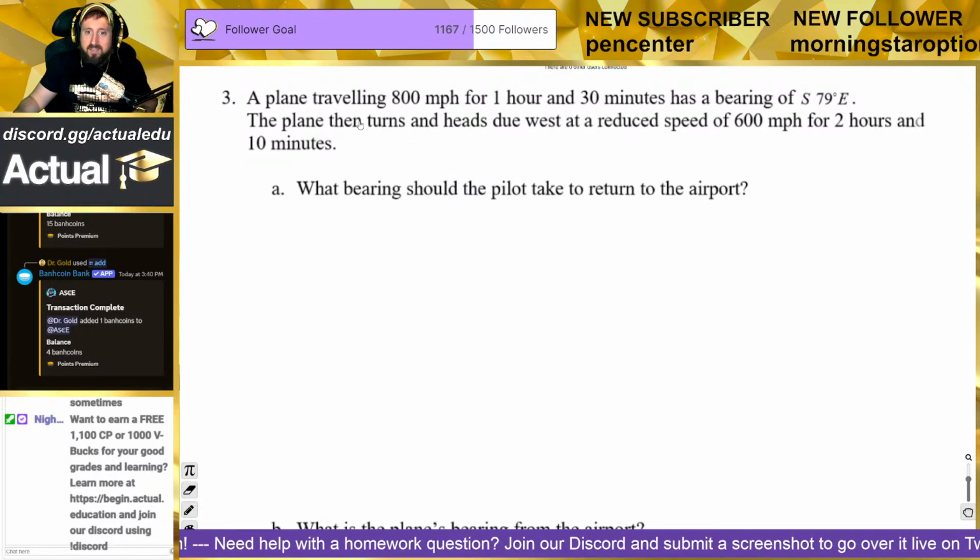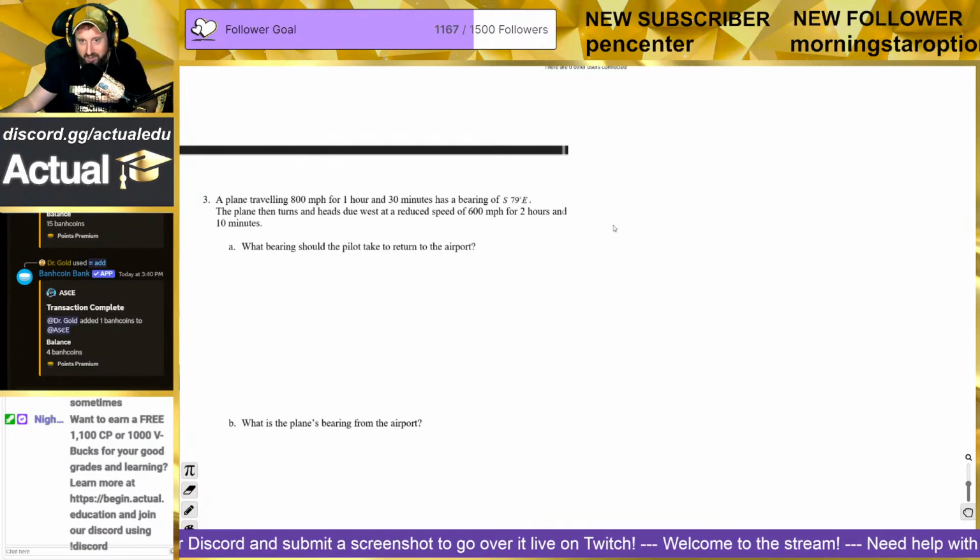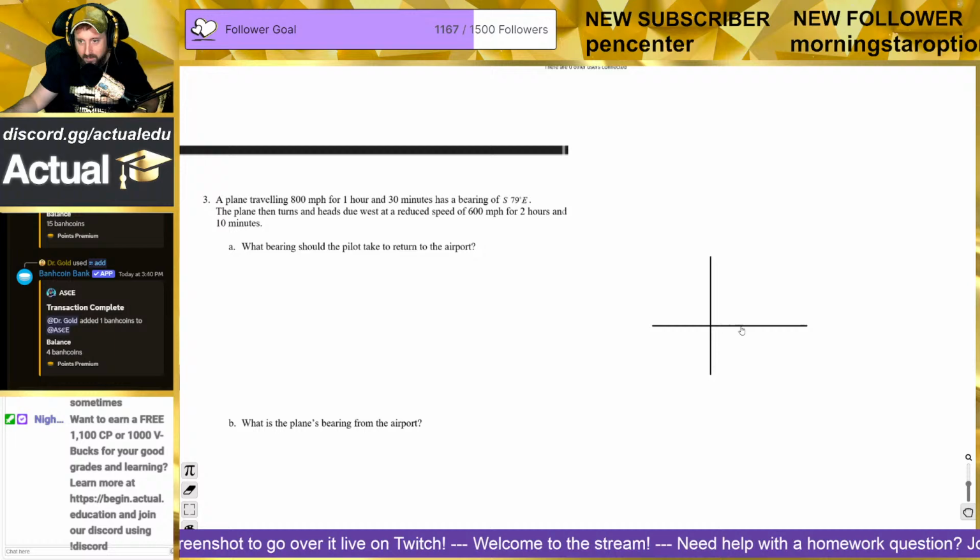Okay. The plane then turns and heads due west at a reduced speed of 600 miles per hour for 2 hours and 10 minutes. What bearing should they take to return to the airport? Oh, okay. This is a classic question. This comes up all the time. I've done this one a lot. It's actually kind of cool, though.